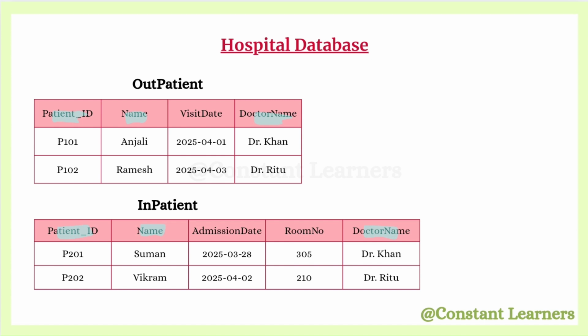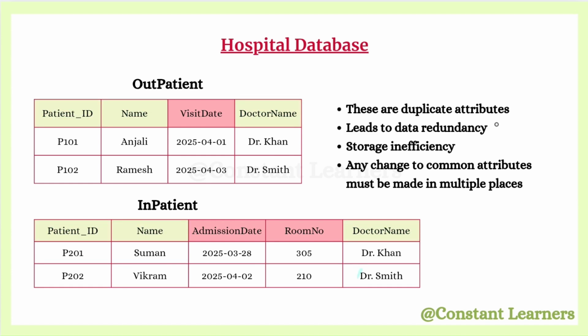This creates three critical problems. First, these are duplicate attributes, leading to dangerous data redundancy. If Dr. Smith changes her name after marriage, you need to update it in both the tables. If not, your data becomes inconsistent. If someone's contact info changes, you will have to update it in multiple places. This is how data inconsistencies happen, right? And this leads to storage inefficiency because you're essentially paying to store the same information twice.